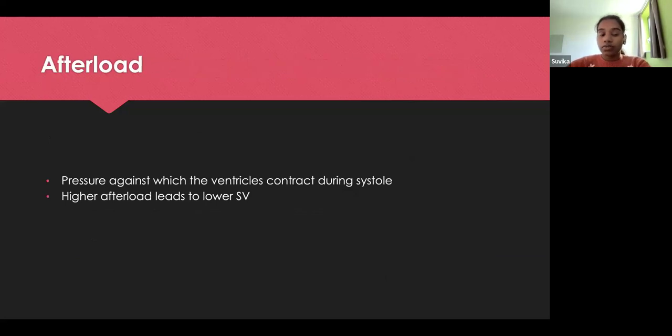Now talking about afterload, because we talked about preload. Afterload is the pressure that the ventricles are trying to force their contraction against. So if you increase your afterload, you're putting more work on the ventricles to contract, and so you're going to reduce your stroke volume because there's a force there.